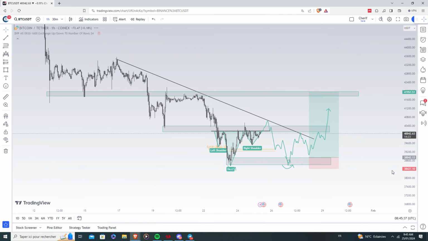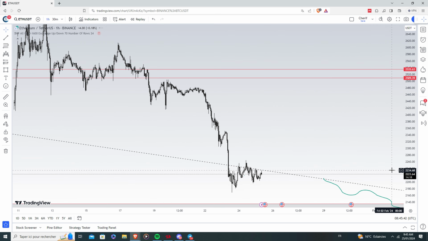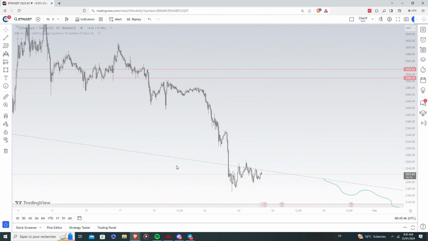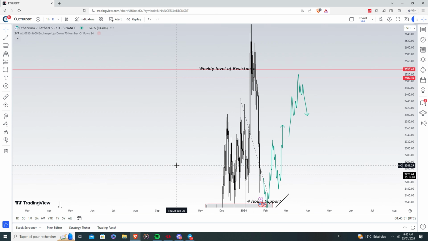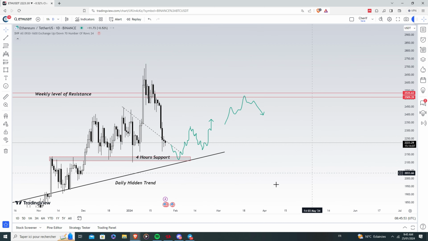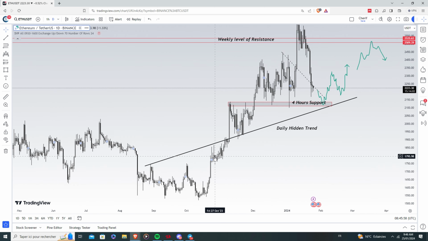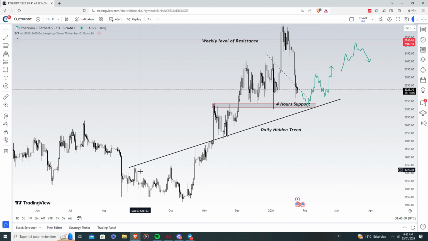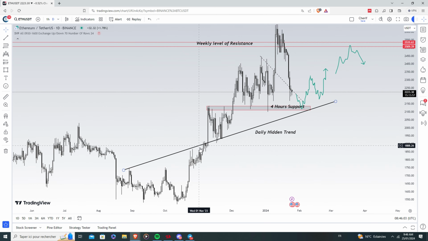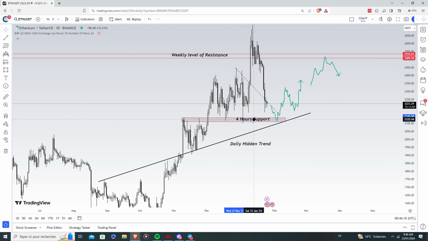Moving on to the next chart, which is going to be on Ethereum. Things are going to be working differently for Ethereum. I have zoomed out to the daily time frame to show you this daily hidden trend, which is super accurate. As you can totally see, this is the first retest. Here we have had a rejection. We've broken from above, retested, and then went to the upside. I believe that we should be going for another retest over here.